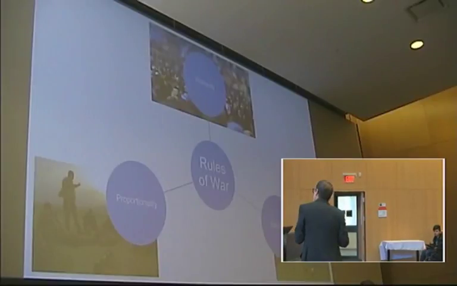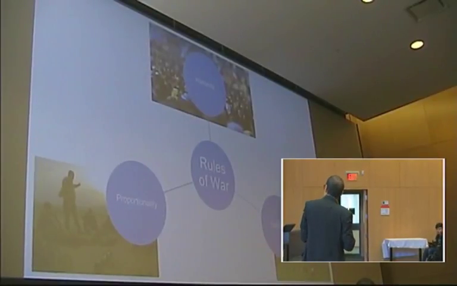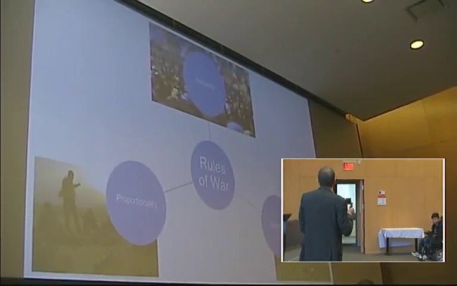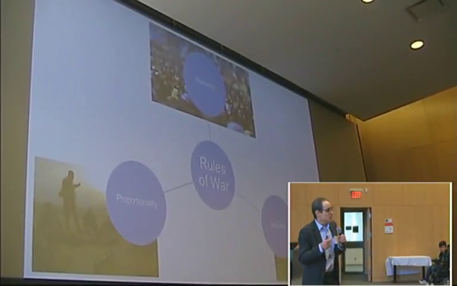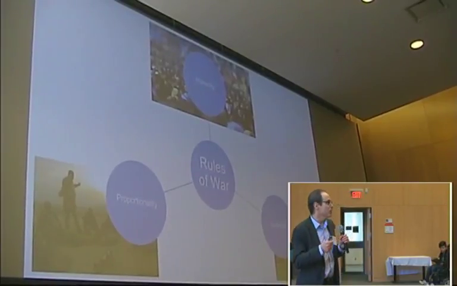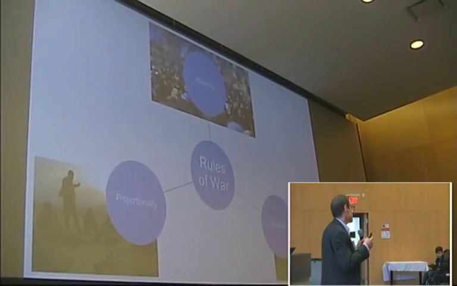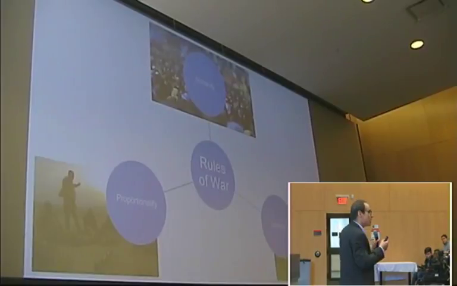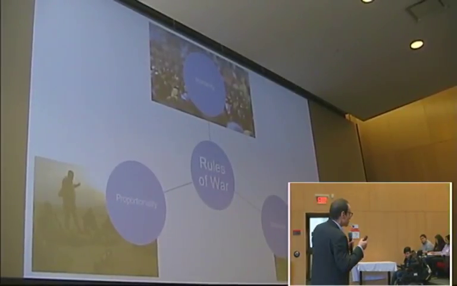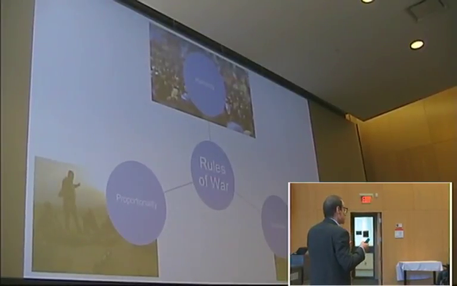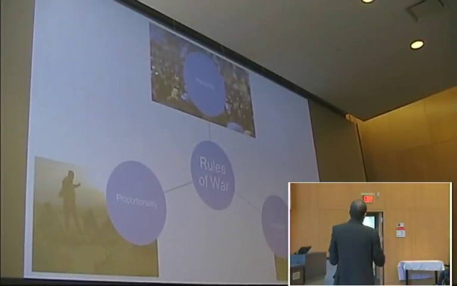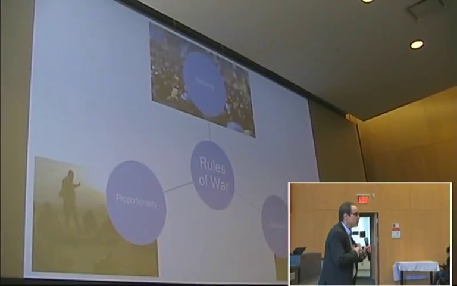So the 2 of them that I'll talk to you very, very briefly to set the context are distinction and proportionality. Very, very simple. Distinction: you do not intentionally target civilians or civilian objects. You distinguish between civilians and military or military objects. And the second rule is also extremely important.